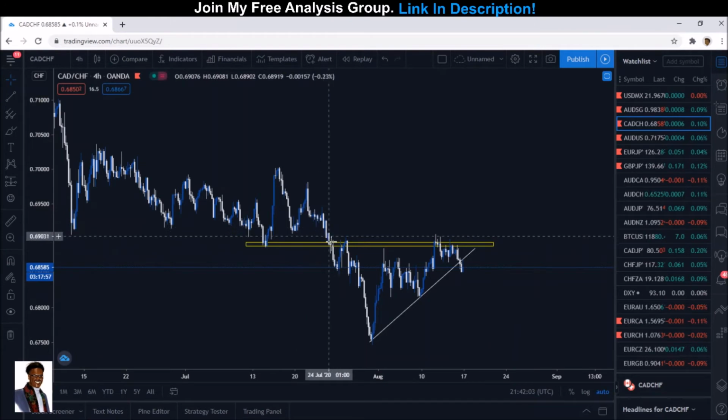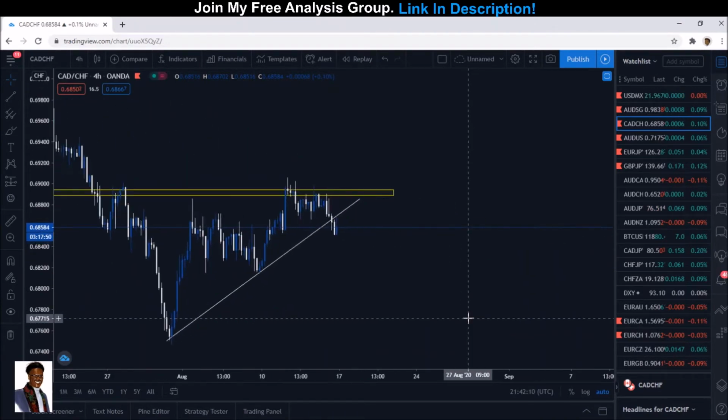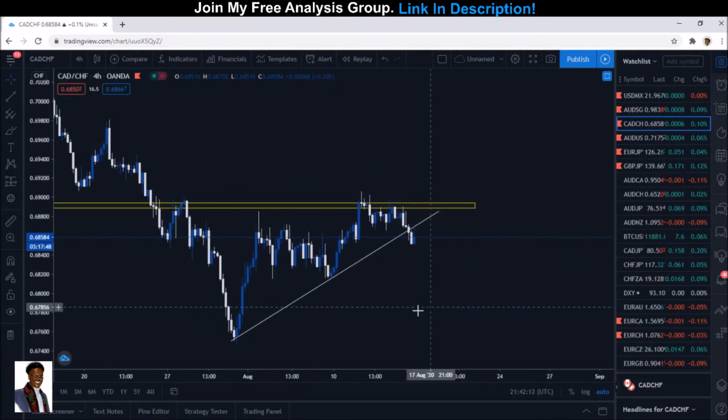All right, so if I come down to the 4-hour, you can see that we've had a nice break of support. We've come back and retested it as resistance a couple of times, and I'm looking for this downside movement to continue going into this week. So I do have a short bias on CADCHF.